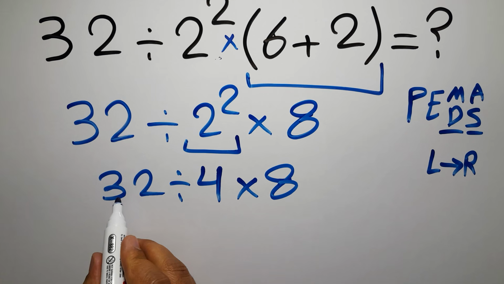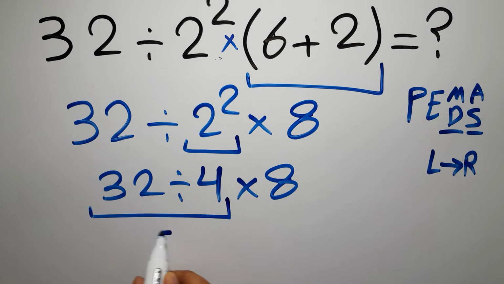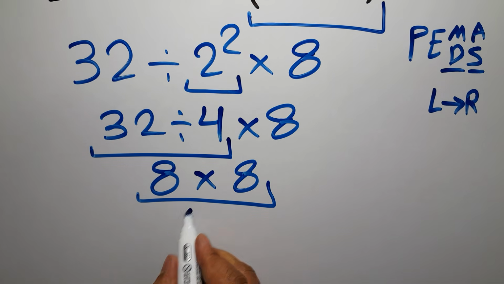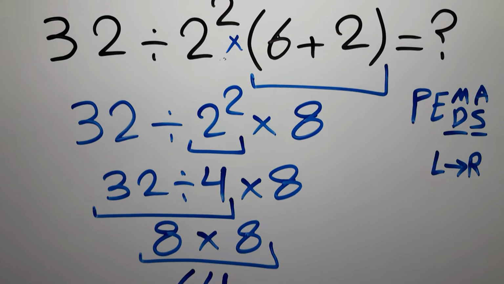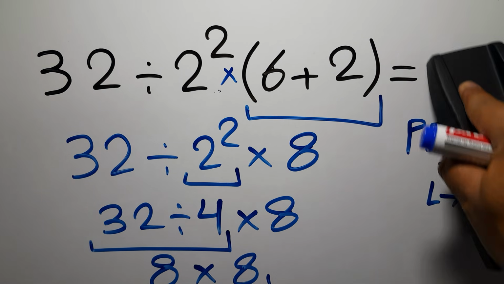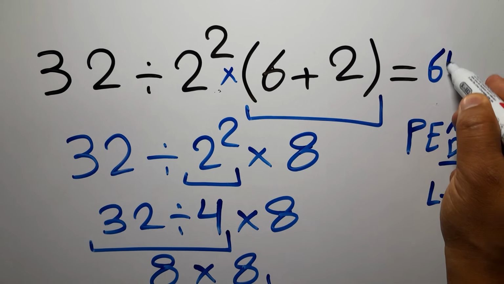Okay, so first 32 divided by 4, which gives us 8. And 8 times 8 is just 64. And this is our final answer to this problem. The correct answer is 64.